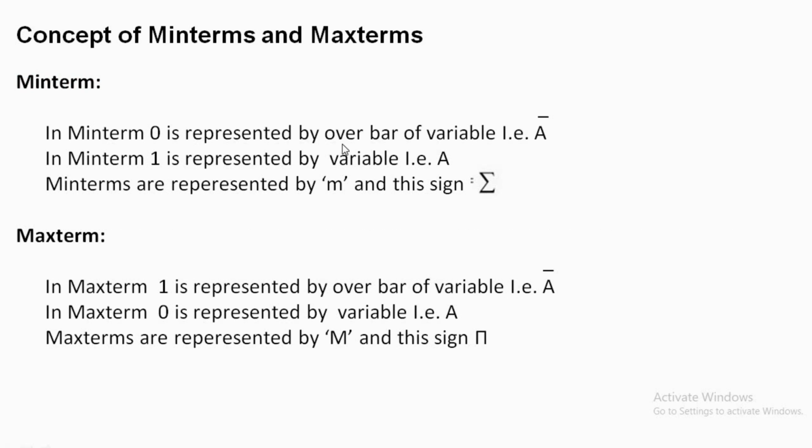In min terms, 0 is represented by the over bar of a variable, that means a bar, and 1 is represented by the variable a. Min terms are represented by small m and the sign sigma, or we can say summation. In max terms, 1 is exactly opposite: 1 is represented by over bar and 0 is represented by a. That means min terms and max terms are opposite to each other. Max terms are represented by capital M and this sign pi.